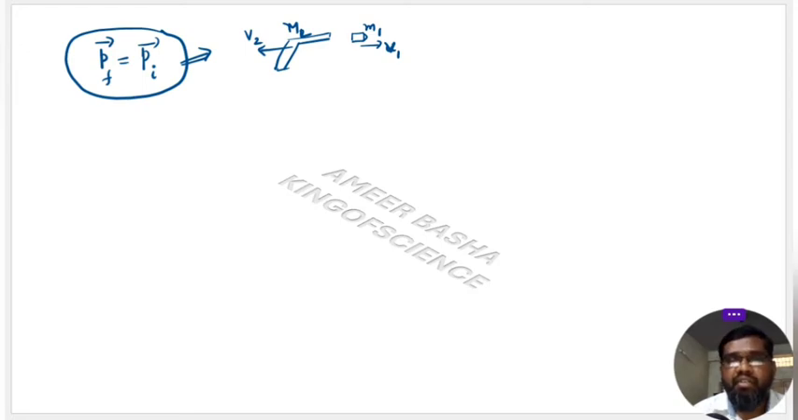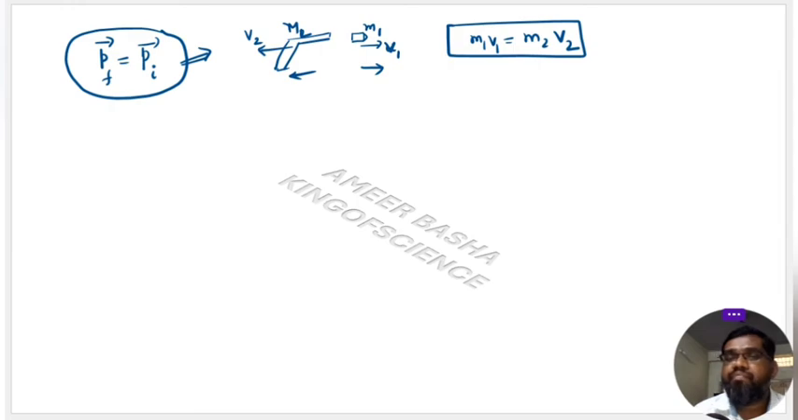Simply I can apply conservation of linear momentum here. Before, the linear momentum of the system is 0, so after it must be 0. That's why one is going in the forward direction and the other will be going in the backward direction. I can apply m1 v1 is equal to m2 v2. Remember, here v1 and v2 are the absolute velocities.